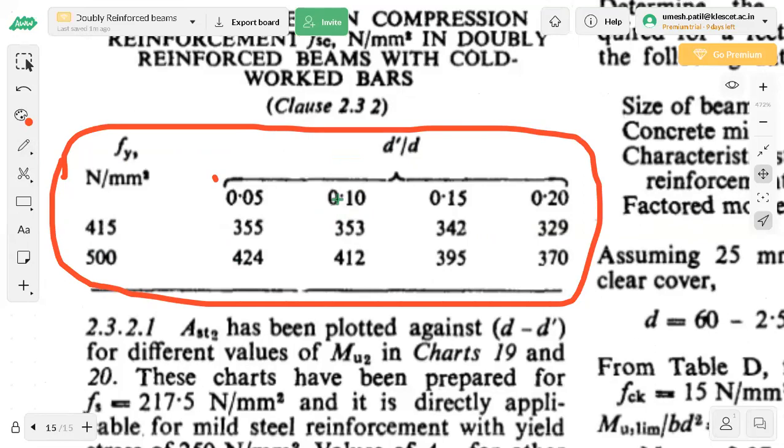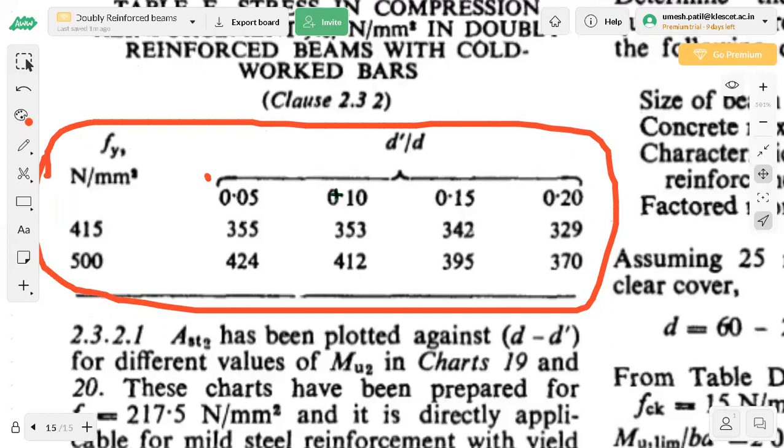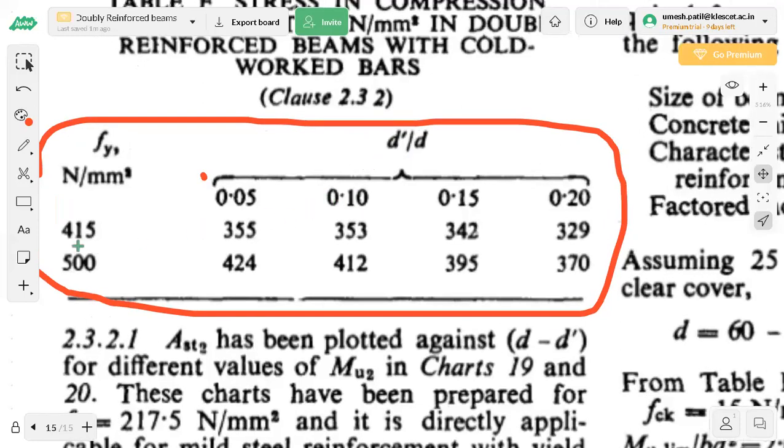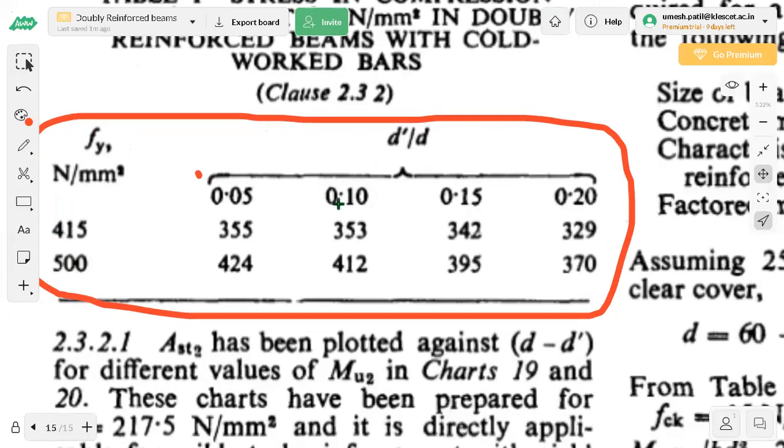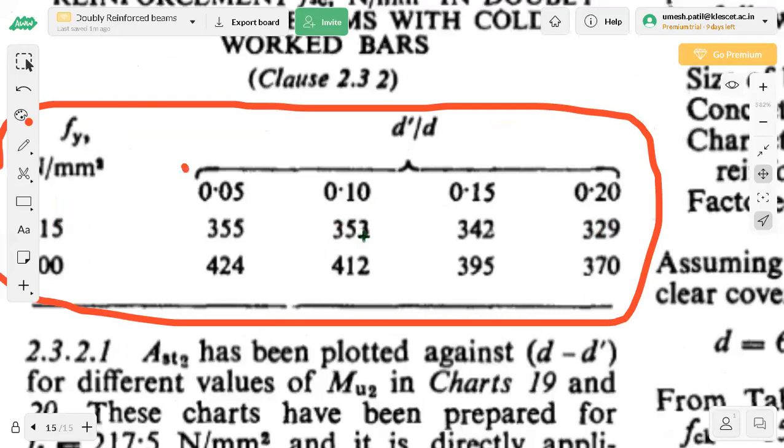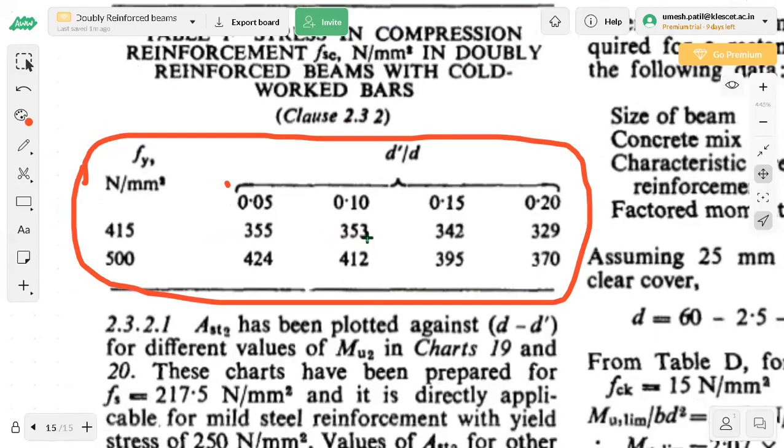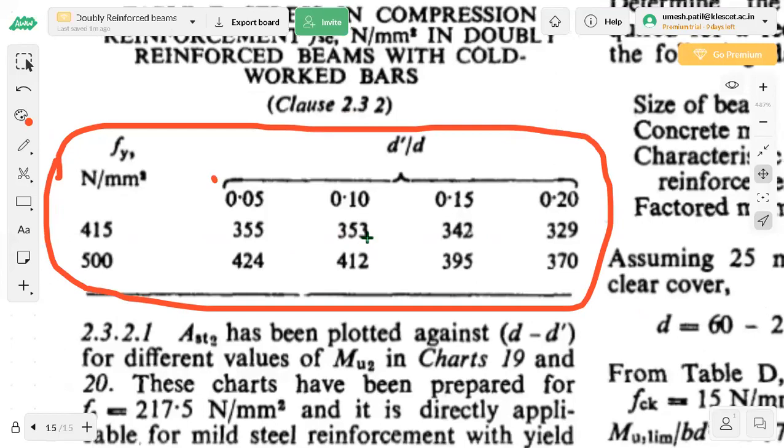D dash is 50, D is 500. So D dash by D is 0.1. So this ratio is 0.1 corresponding to 415 steel, and for D dash by D of 0.1, the value of FSC is 353.